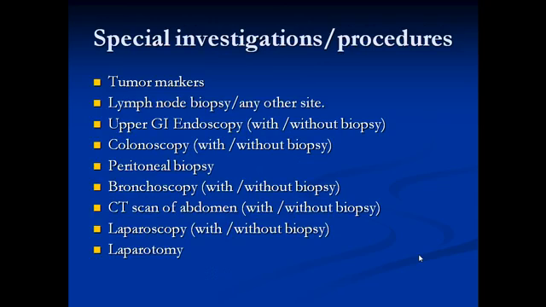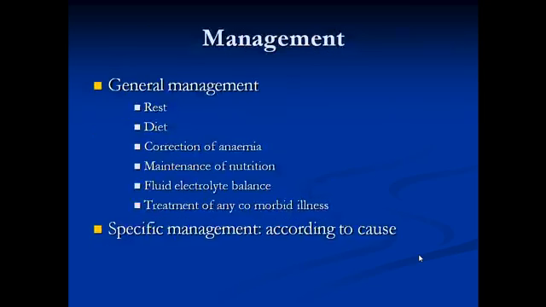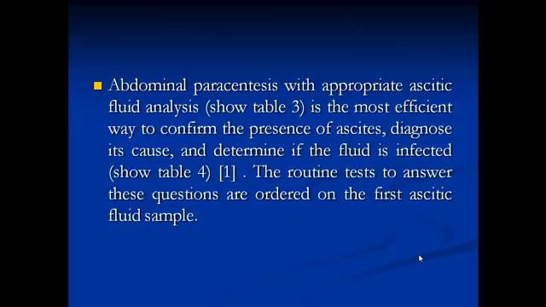Some specific investigations: tumor marker, lymph node biopsy, upper GI endoscopy, colonoscopy. So many investigations. Management: general management, rest, diet, correction of anemia, maintenance of nutrition, fluid and electrolyte balance, treatment of any comorbidities, and specific management according to cause. Abdominal paracentesis with appropriate ascitic fluid analysis. This is very much important.